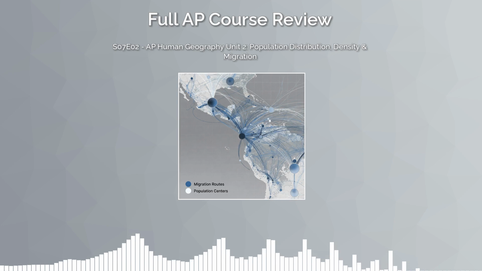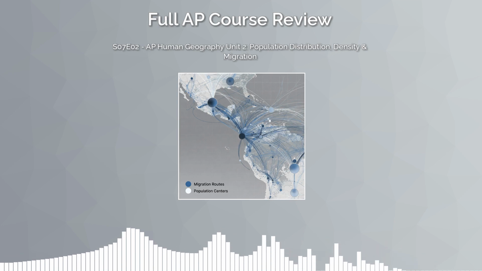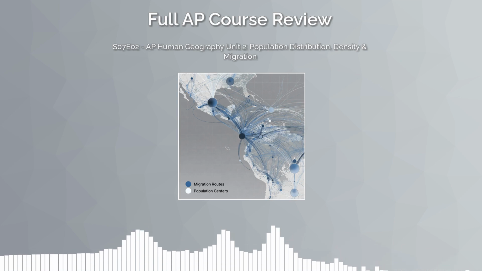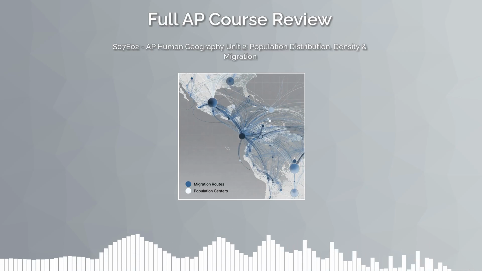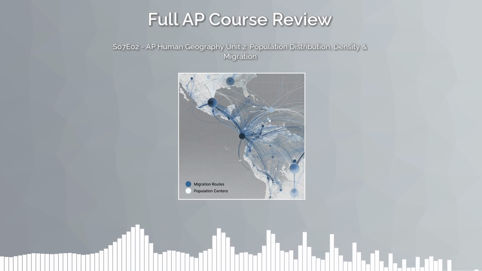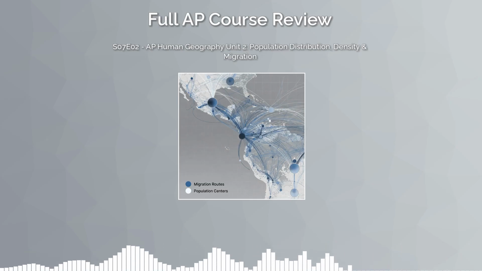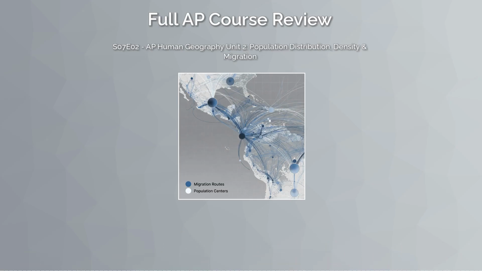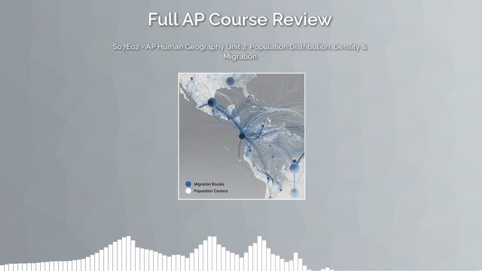The model was developed by Abdel Omran in 1971, and the College Board absolutely expects you to know its stages, their characteristics, and how they connect to broader patterns of development. Let's walk through it. The four, and sometimes five, stages.